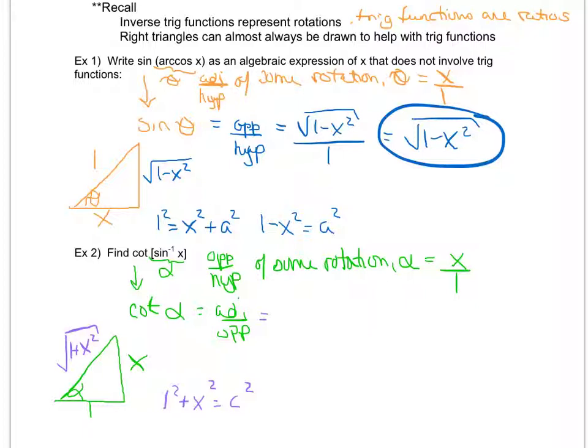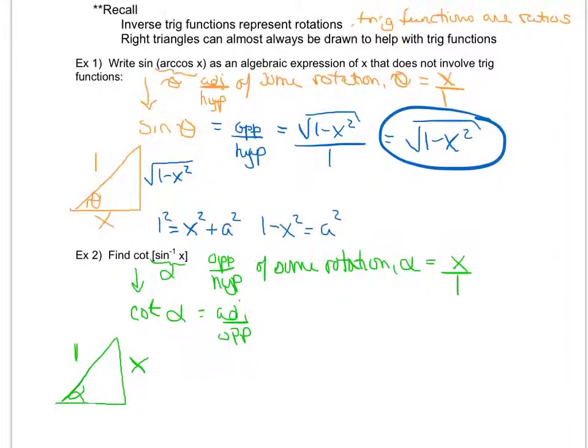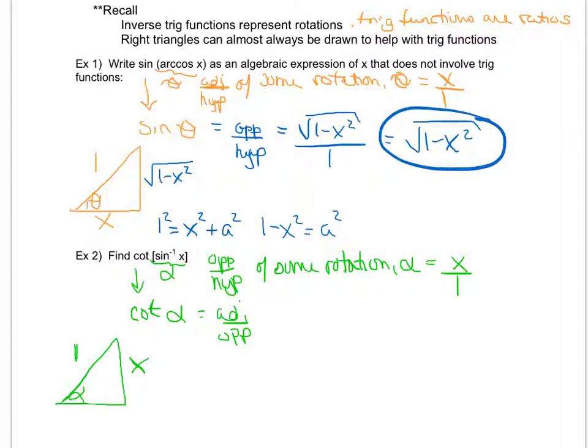Oh, I'm sorry, this is incorrect. Let me erase this. I was given an opposite over hypotenuse, not an opposite over adjacent. So this is what I knew. I'm really sorry about that. And then from here, I can now find my opposite and adjacent. This was my hypotenuse, and I put it on for my adjacent side.